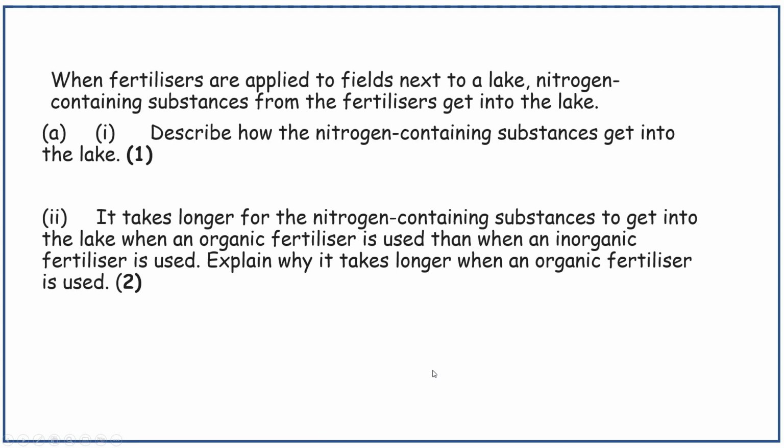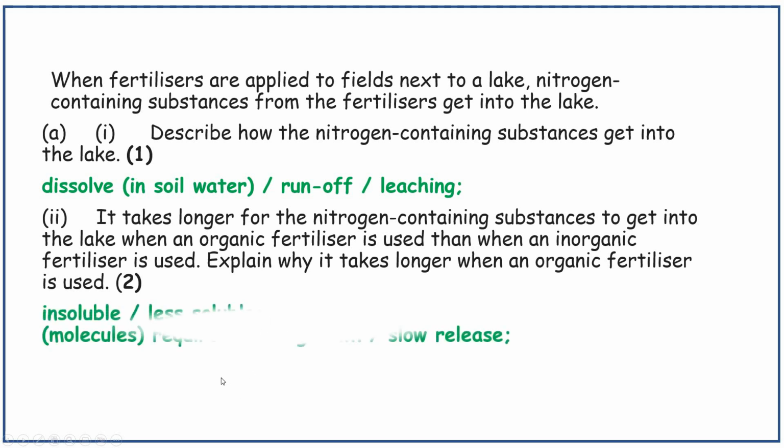When fertilizers are applied to fields next to a lake, nitrogen-containing substances from the fertilizers get into the lake. Describe how the nitrogen-containing substances get into the lake. They dissolve in soil water, runoff or leaching. It takes longer for the nitrogen-containing substances to get into the lake when an organic fertilizer is used than when an inorganic fertilizer is used. Explain why it takes longer when an organic fertilizer is used. They are insoluble or less soluble, and the molecules require breaking down, or there is a slow release.